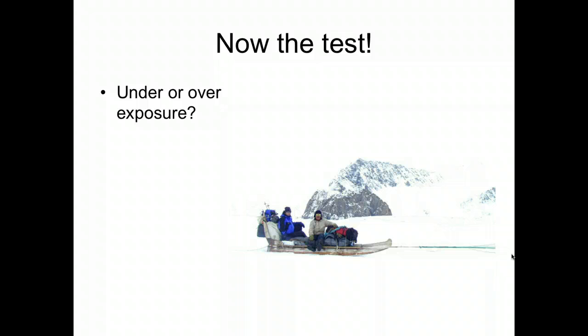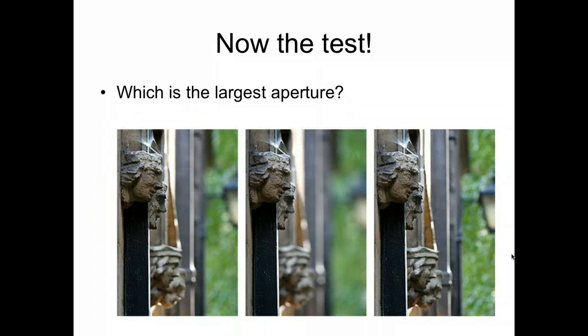Take a look at this photo and tell me, is it underexposed or overexposed? The answer is it's overexposed. Notice how with the white and all the snow, you lose a lot of detail in the background with the white, all right? If it was underexposed, it would be much, much darker, all right?